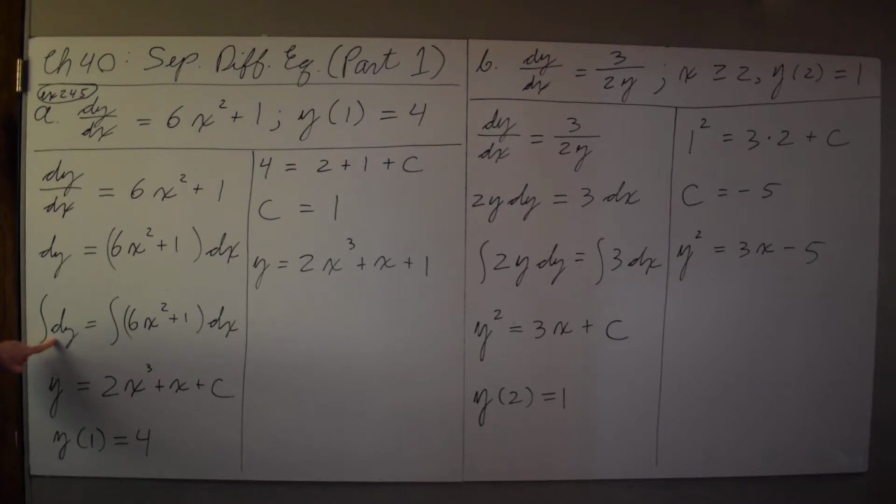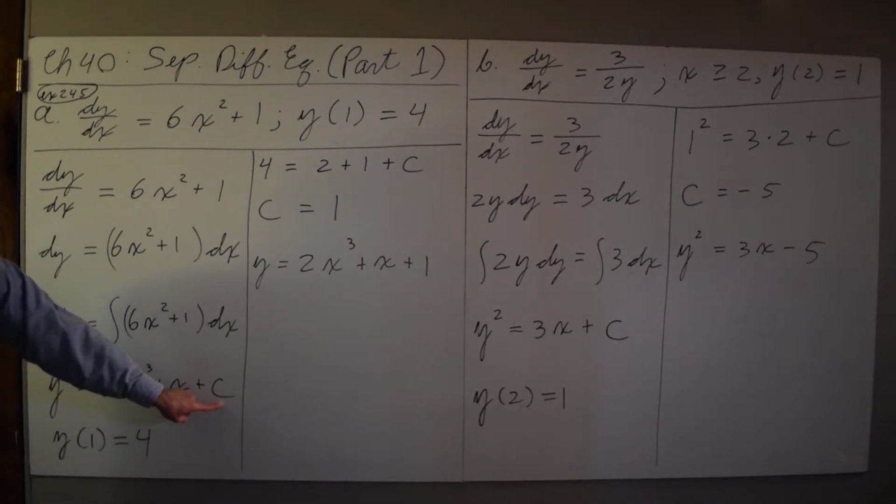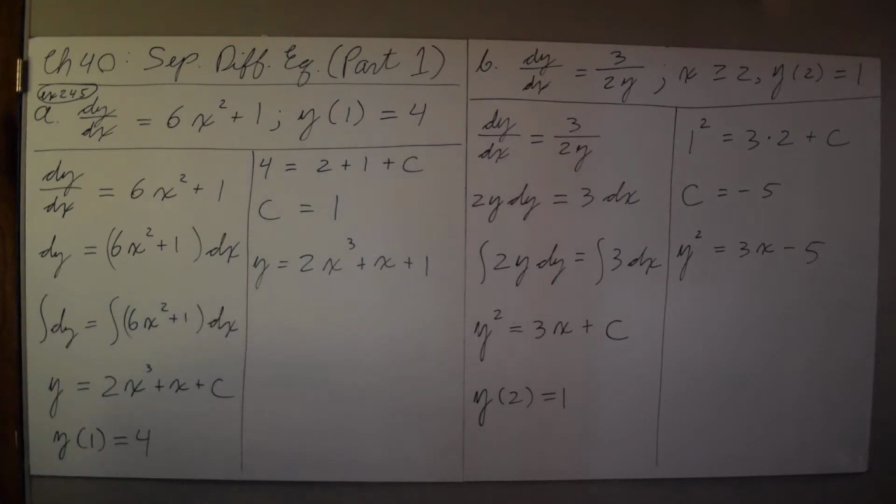Here we're just integrating 1 dy. And so the antiderivative is y. Here we're integrating a polynomial, 6x squared plus 1. So the antiderivative is 2x cubed plus x plus a constant. Now this is not an arbitrary constant because we're given an initial condition. Remember, the initial condition is y of 1 is equal to 4.